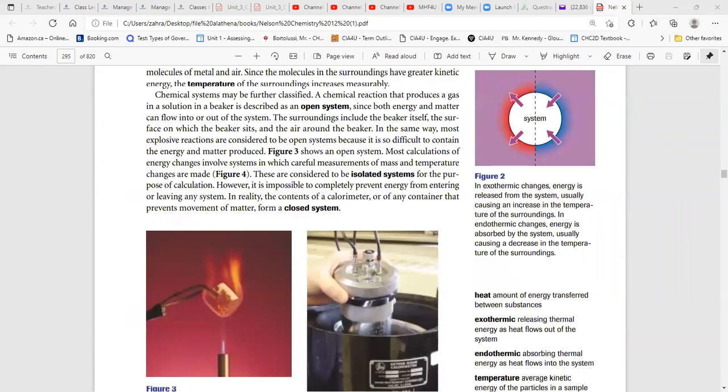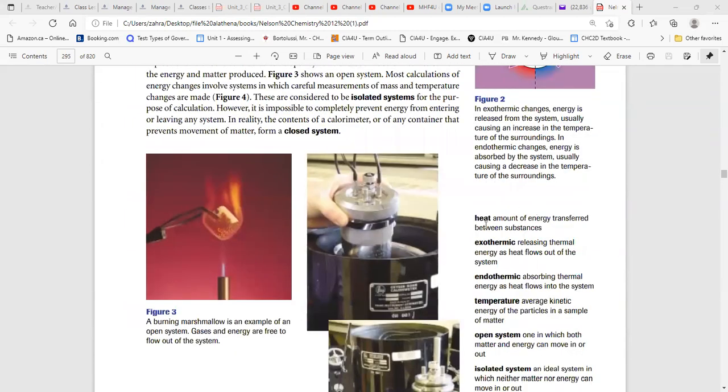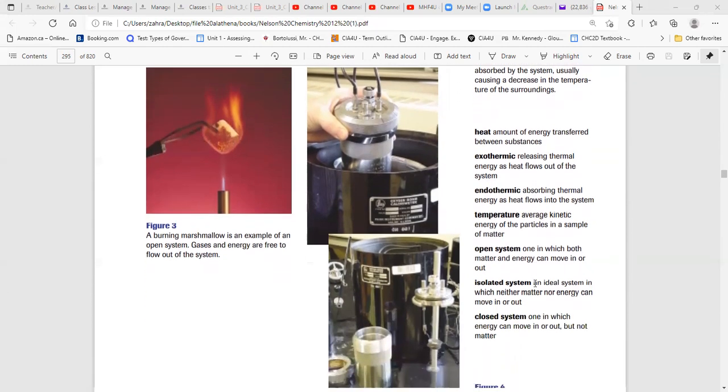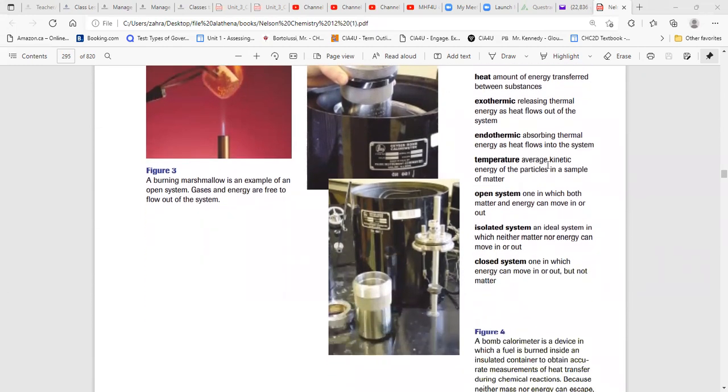So exothermic and endothermic. Heat is the amount of energy transferred between substances. So heat is energy that is moved from one place to another place. An exothermic reaction is a reaction that releases energy. Endothermic is a reaction that absorbs thermal energy. Temperature is the average kinetic energy of the particles in a sample of matter.